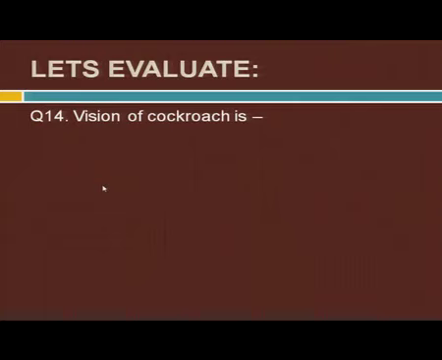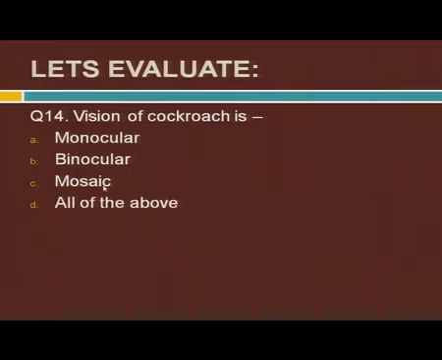Next question, vision of cockroach is monocular, binocular, mosaic, all of the above. Again we learnt about this peculiar characteristic of the compound eye seen in cockroaches, that they are formed of many ommatidia, and single ommatidia form individual images. These are combined together and then interpreted in the brain, and this is why this type of vision is known as mosaic vision. So, the correct answer is C, mosaic vision.